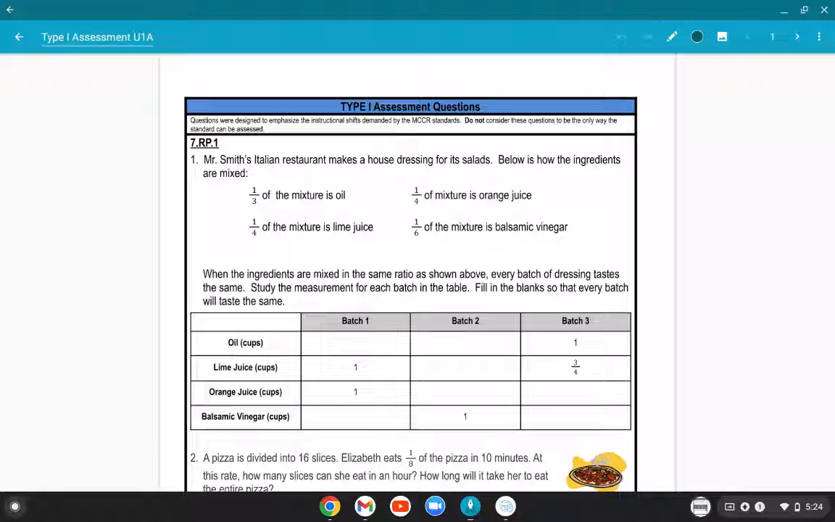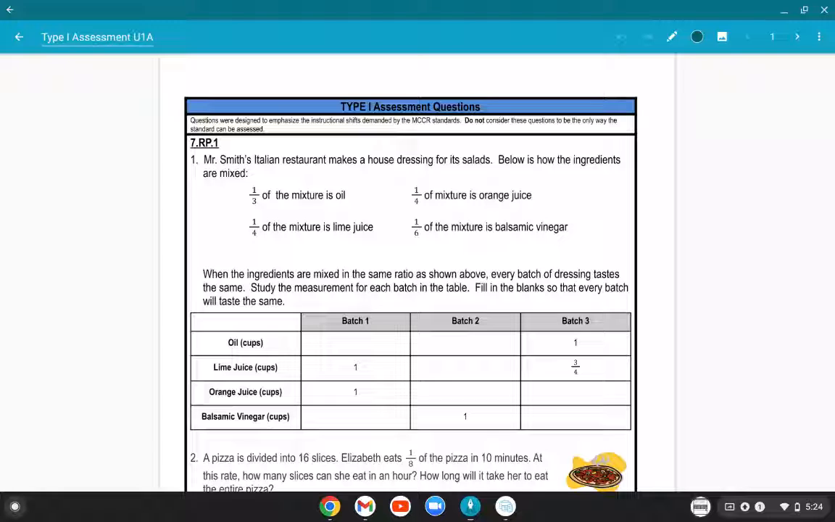We're at Mr. Smith's Italian restaurant. Mr. Smith's Italian restaurant makes a house dressing for its salads. Below is how the ingredients are mixed. 1/3 of the mixture is oil. 1/4 of the mixture is orange juice. 1/4 of the mixture is lime juice. 1/6 of the mixture is balsamic vinegar. When the ingredients are mixed in the same ratio as shown above, every batch of dressing tastes the same.